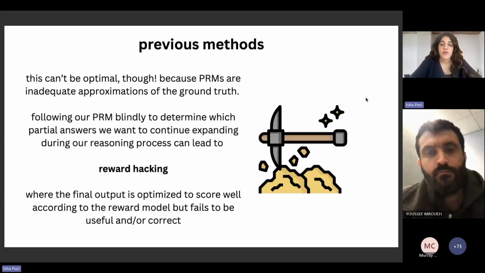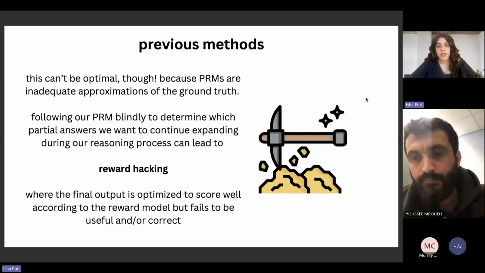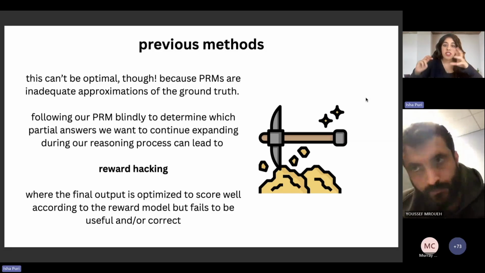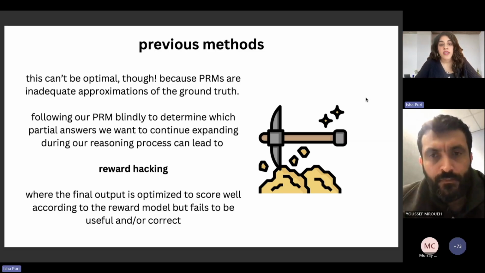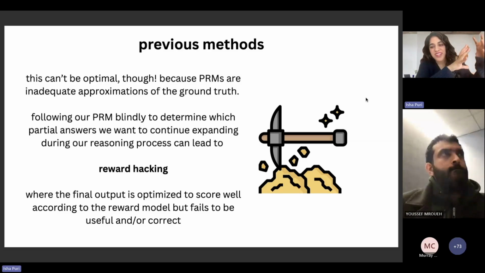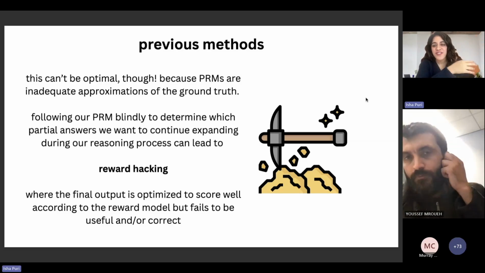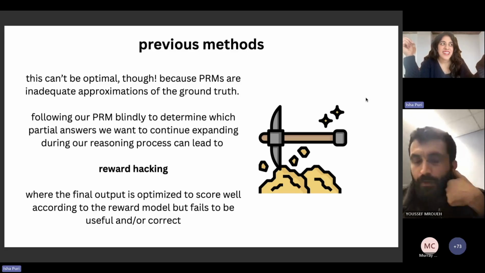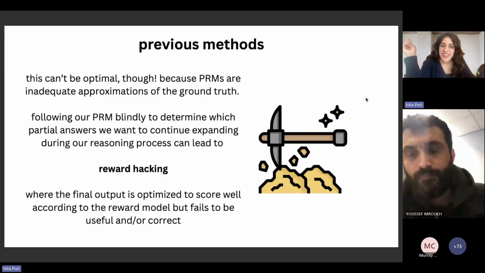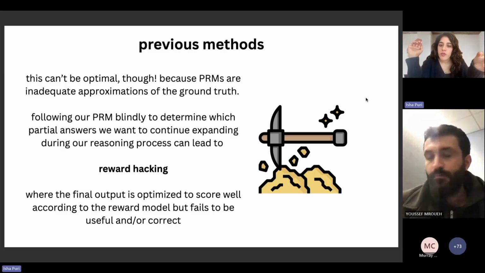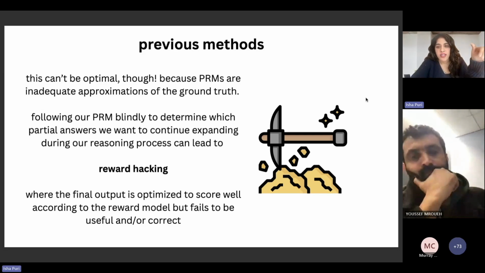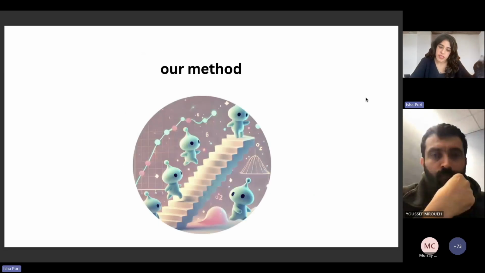because the current method that we're going with leads to something called reward hacking. Because process reward models are inadequate representations of the ground truth, following them blindly to determine which partial answers you're going to continue expanding and unrolling leads to reward hacking, where the final answers at the end of your entire process are optimized to score really well according to this reward model. But the reward model is just there to guide your search, right? No one actually cares about the end score of the reward model. You want to get a high accuracy. So in this case of reward hacking, your output is optimized to score very well according to the reward model, but it's not necessarily always useful or correct, which is where our method comes in.